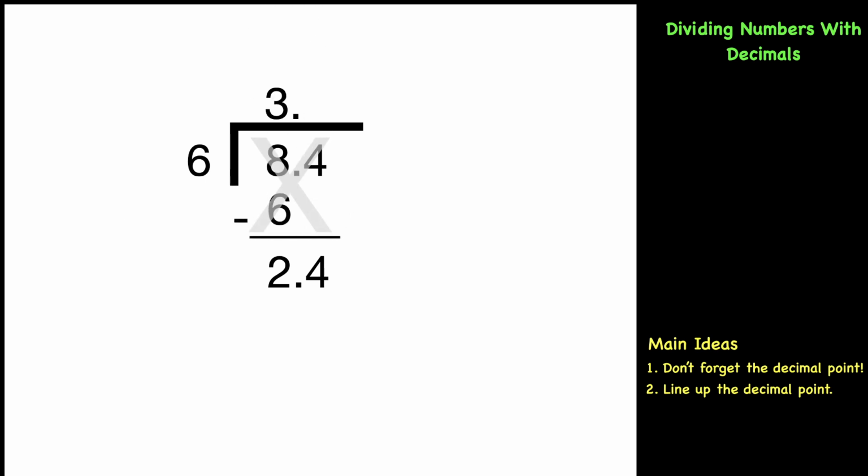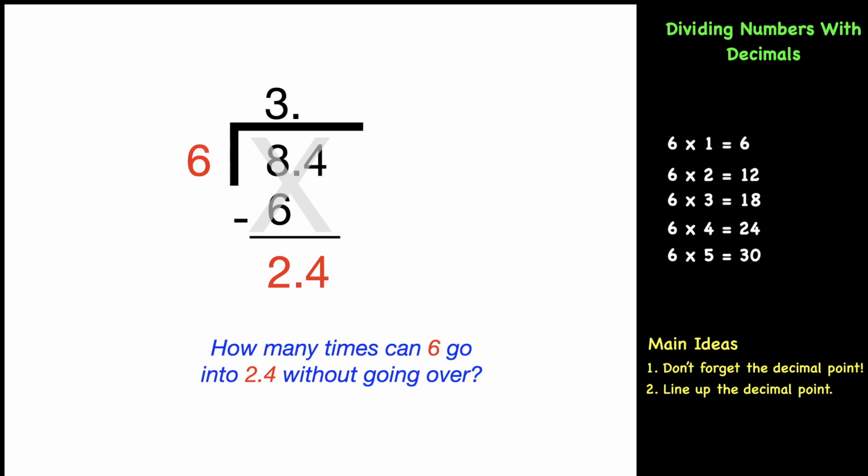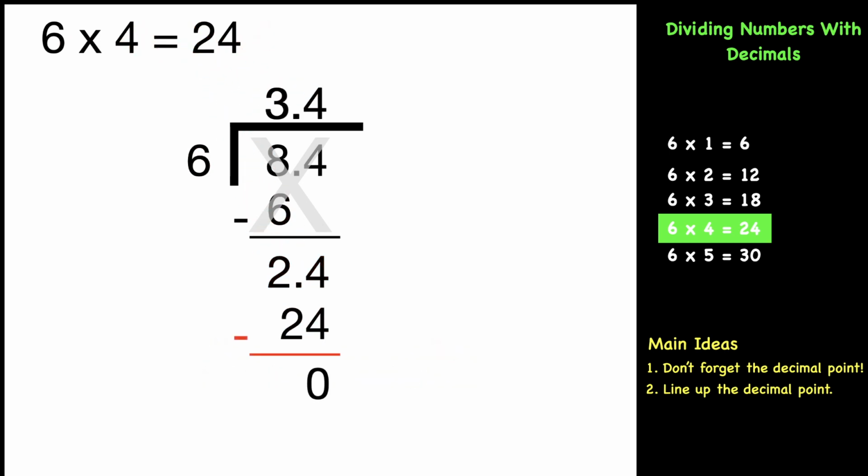We added our decimal point in there. And now we're done with the part that has the X on it, but let's focus on the 6 and the 2 and 4/10. Ask yourself, how many times can 6 go into 2 and 4/10 without going over? We'll put our 6 facts up to the right side, and we can see that 6 times 4 is an exact fit. 6 times 4 equals 24, so we're going to use the 4 and the 24. The 4 goes into the tenths position at the top. The 24/10, let's turn that into 2 and 4/10, and when you subtract, that is 0. And our final answer is 3 and 4/10.